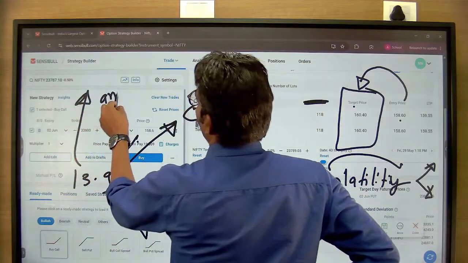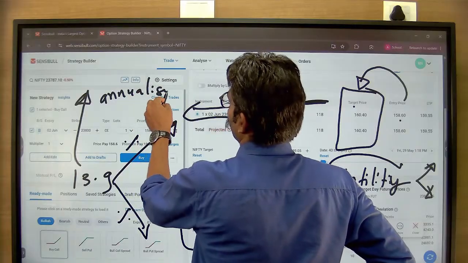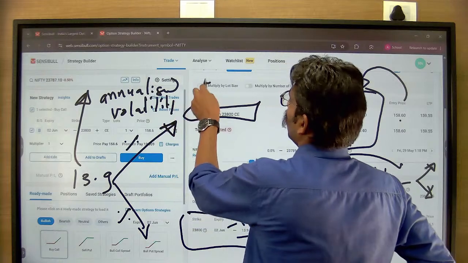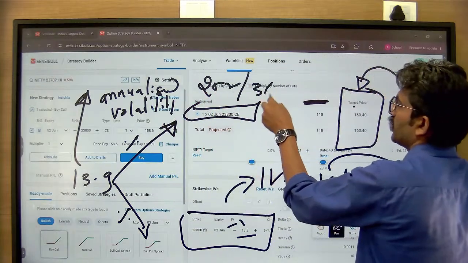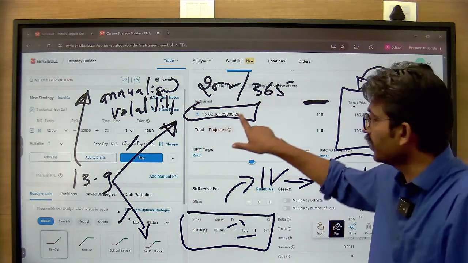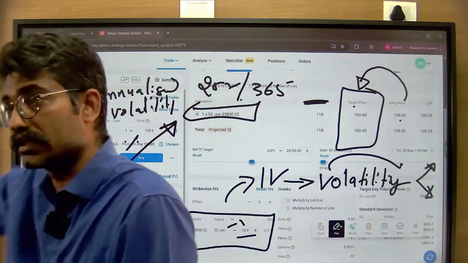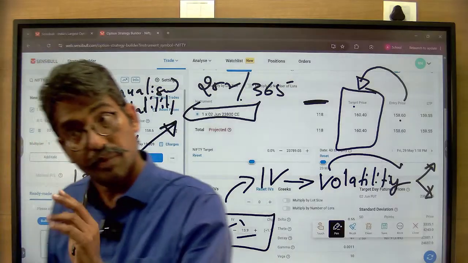This is annualized volatility calculated over the next 252 days or 365 days. Some places they calculate 252 days, some places they calculate 365 days. Why? That I'll explain in the next lecture. That is very important. People are not aware.